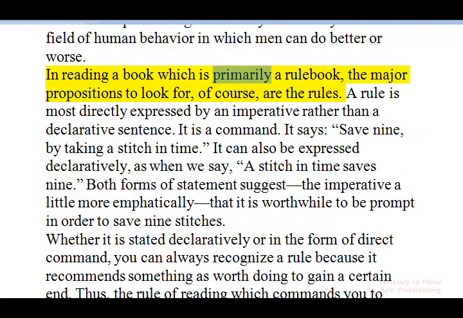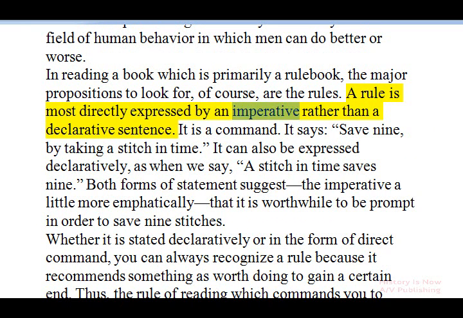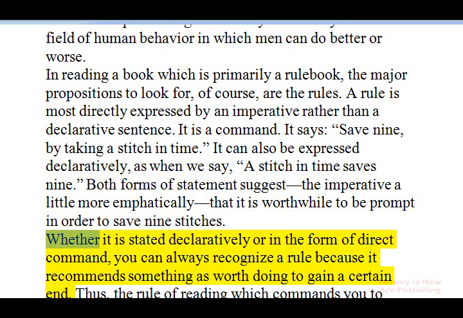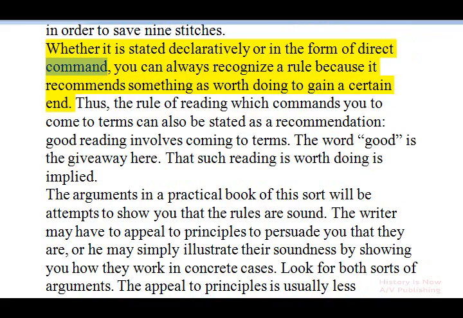In reading a book which is primarily a rule book, the major propositions to look for, of course, are the rules. A rule is most directly expressed by an imperative rather than a declarative sentence. It is a command. It says, "Save nine, by taking a stitch in time." It can also be expressed declaratively, as when we say, "A stitch in time saves nine." Both forms of statement suggest the imperative a little more emphatically that it is worthwhile to be prompt in order to save nine stitches. Whether it is stated declaratively or in the form of direct command, you can always recognize a rule because it recommends something as worth doing to gain a certain end.